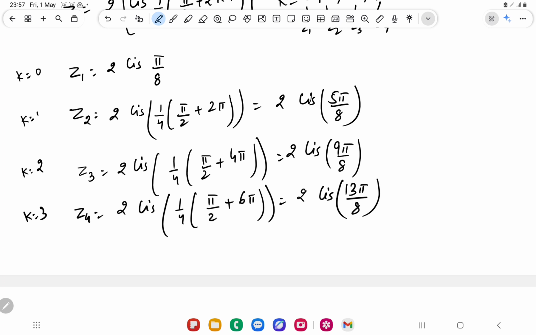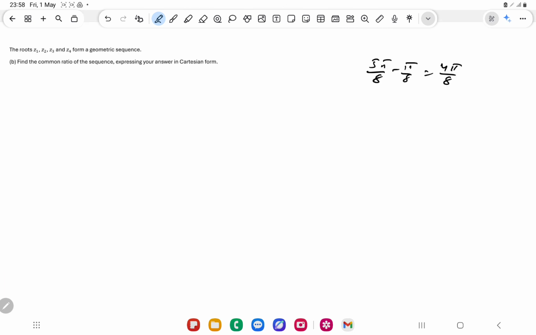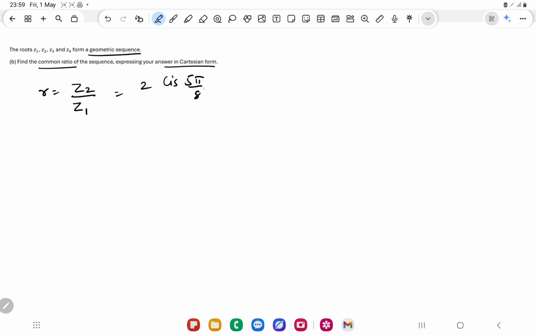Now let's move to the next part of this question. In this question the roots form a geometric sequence and we have to find the common ratio and express the answer in the Cartesian form. As you all know, the common ratio will be z2 by z1, and my z2 was 2 cis 5 pi by 8 and z1 was 2 cis pi by 8. Now this 2 will get cancelled.